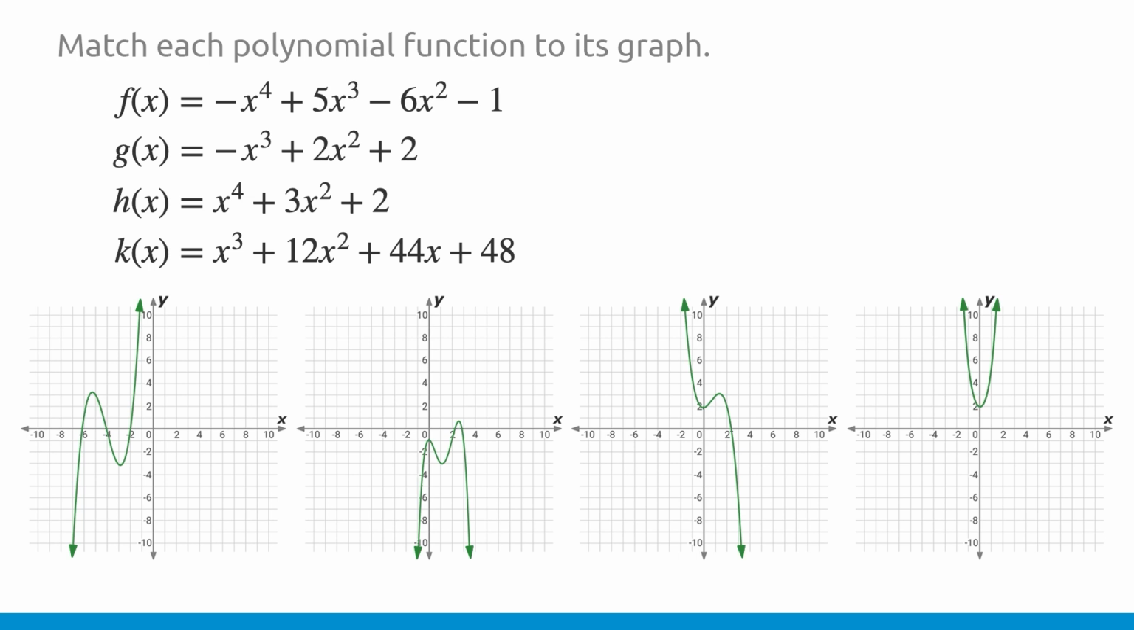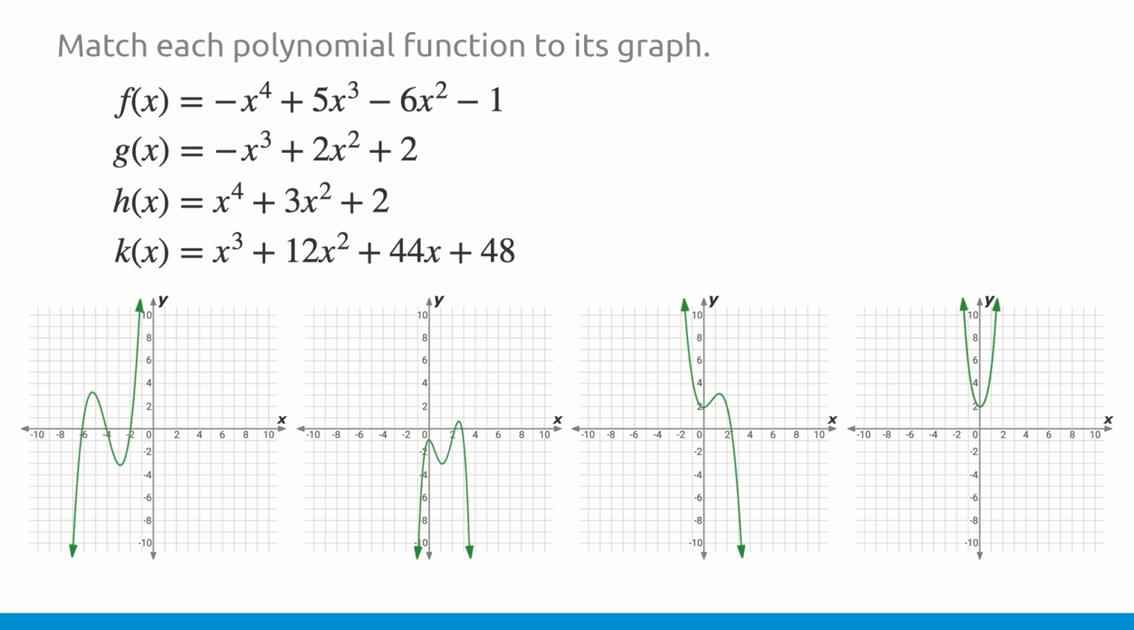Okay, first let's classify each polynomial by its type. F of x has a term with a degree of 4, so it is a quartic polynomial. G of x has a term with a degree of 3, so it is a cubic polynomial. H of x is another quartic polynomial. K of x is another cubic polynomial. Two functions are cubic and two functions are quartic.